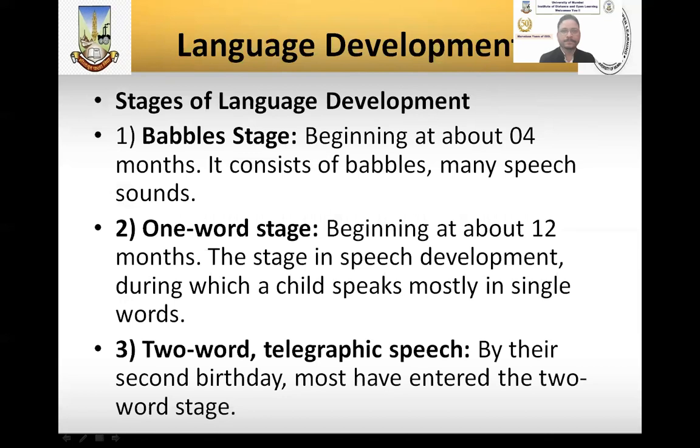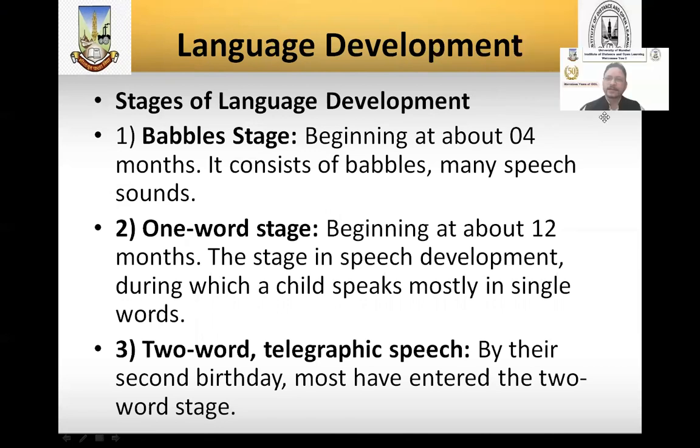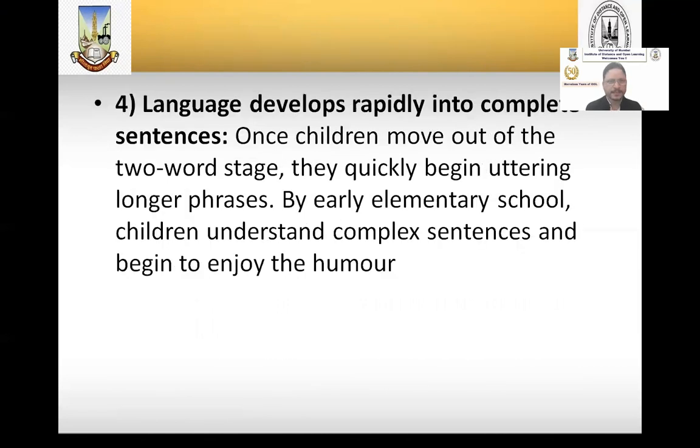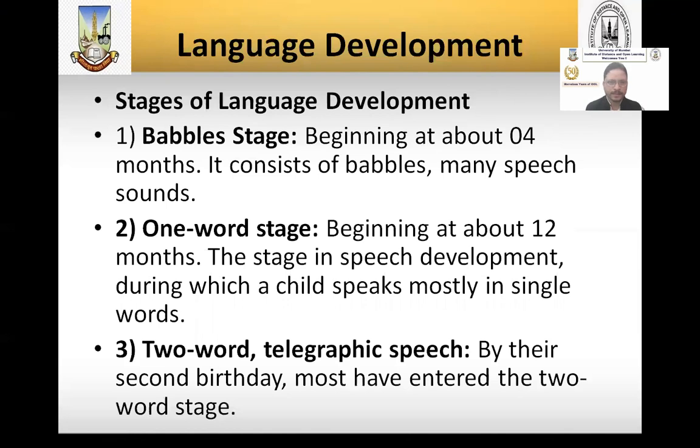Now language development. How does language development occur? Let's understand. Now stages of language development. There are four stages: babble stage, one-word stage, two-word stage, also called telegraphic speech, and then language develops rapidly into complete sentences.